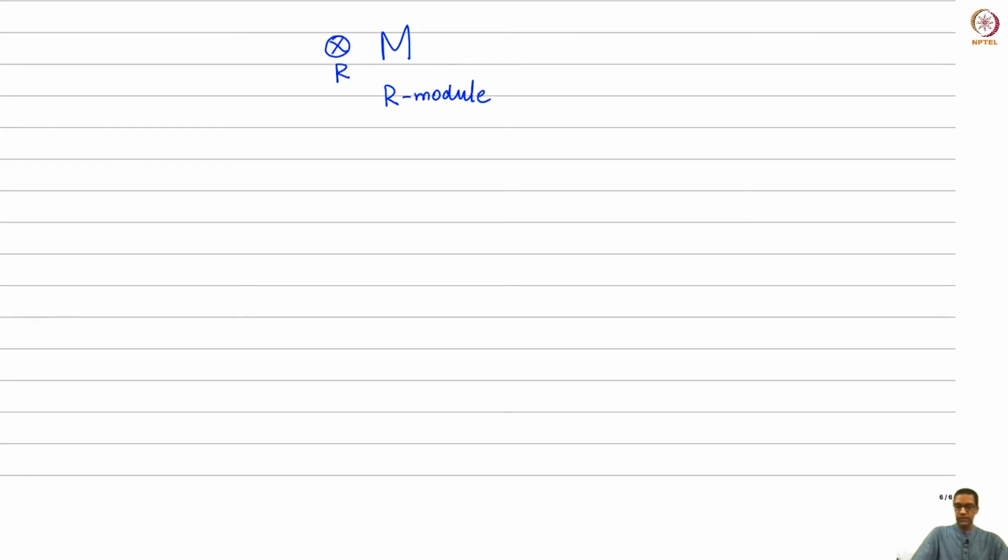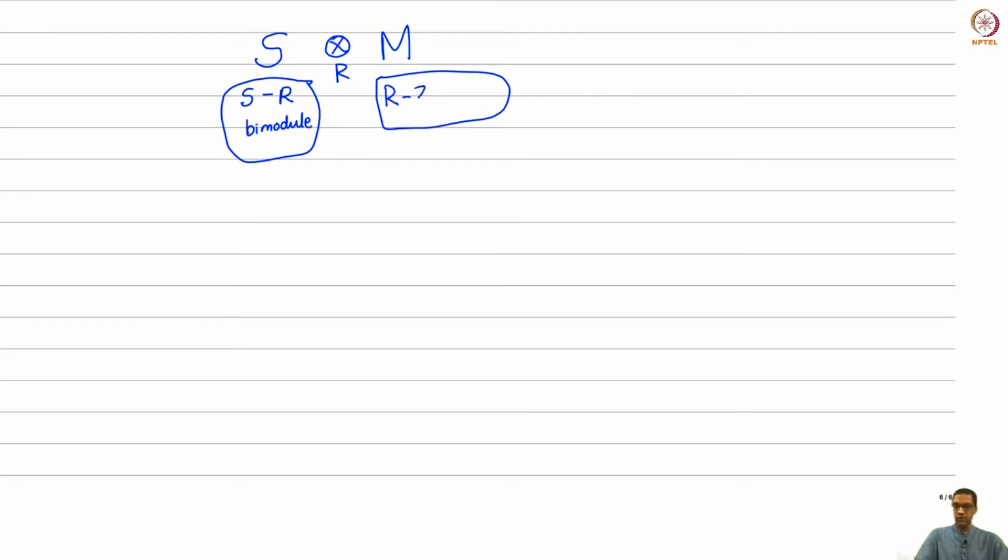Now let's do the following. I'm going to tensor M with S on the left. In order to do that, I have to view S as a bimodule. I recall I said it's an SR bimodule. I want to think of S as an SR bimodule, and I'll think of M as an R module, or if you wish as an RZ bimodule. Whichever way. Consider this new object. Let's call this f of m.